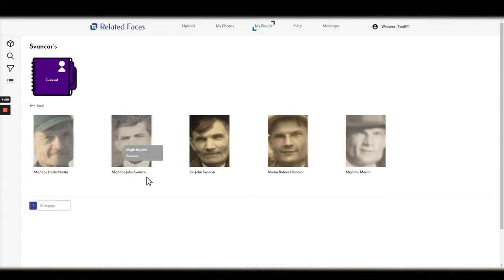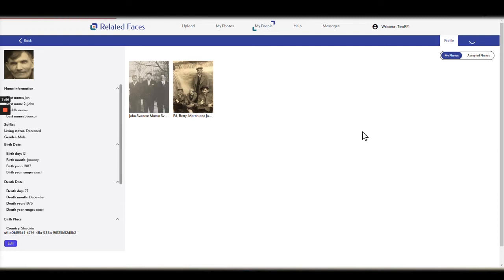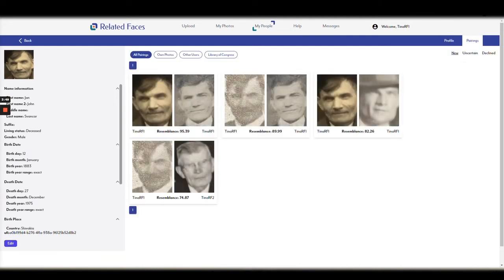To find the resemblance number between two faces, you just enter one of the profiles for one of your people in your comparison. In this case, I'm entering the known profile for John. Then I'm going to click on the pairings button, and you'll see in the upper right-hand corner that will show all of the pairings that he has made. The resemblance number for each of the pairings appears under each set of faces.